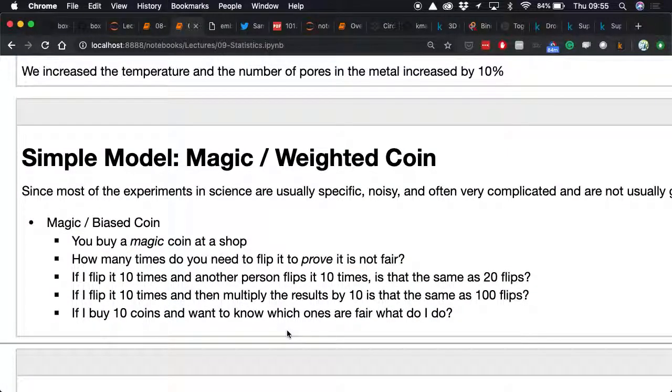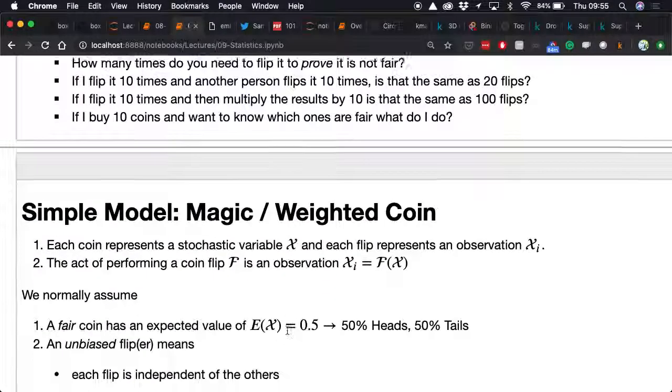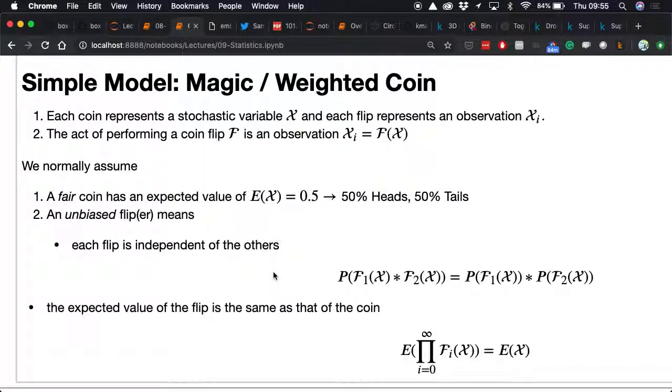And then the ultimate question is, when you buy 10 coins and you want to know which ones are fair, what do you do? What this comes down to is fairly weird letters, but fairly simple math, where you say each coin represents a stochastic variable, each flip represents an observation, and the act of performing a flip is an observation on this variable. And so the GI is equal to F of G.